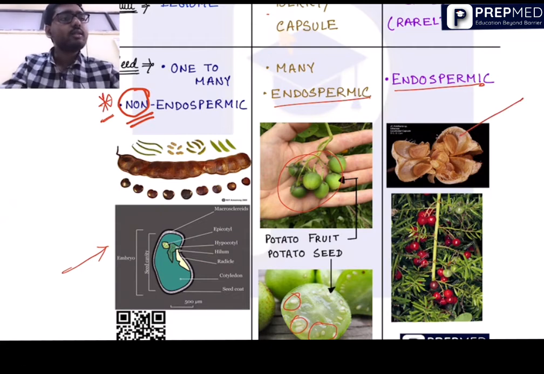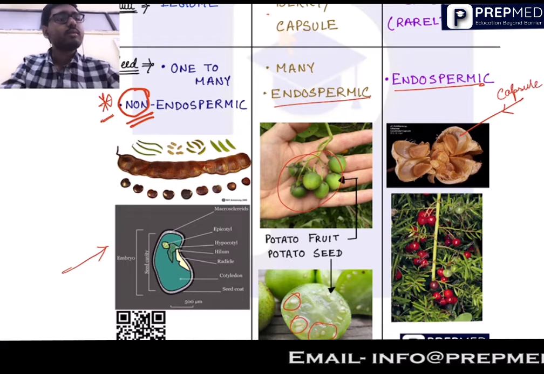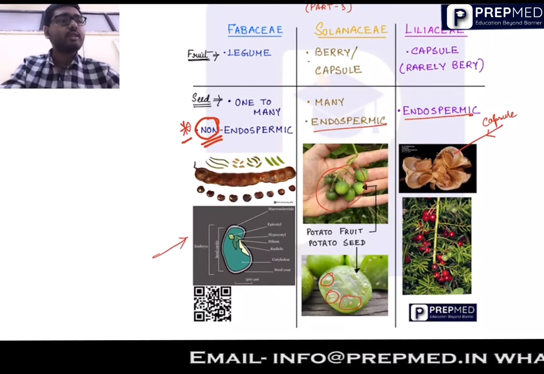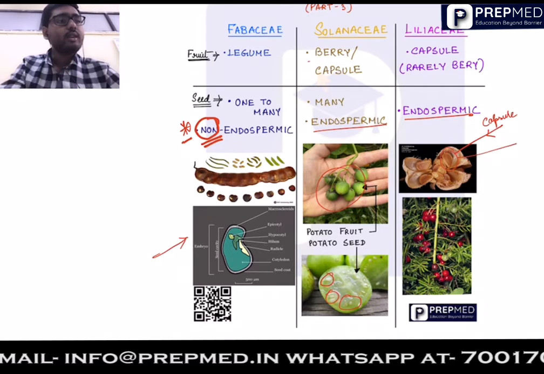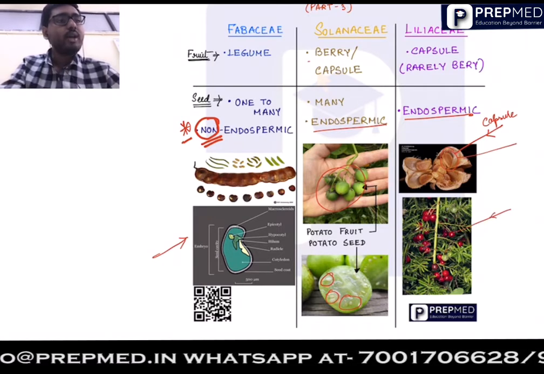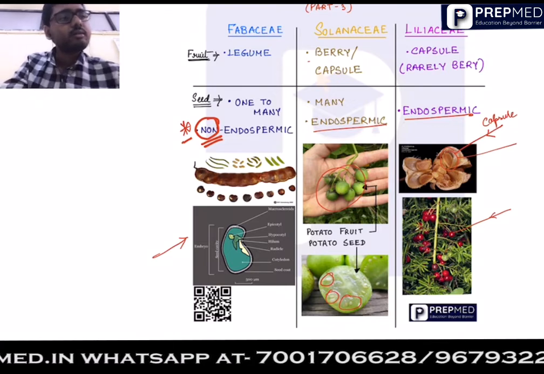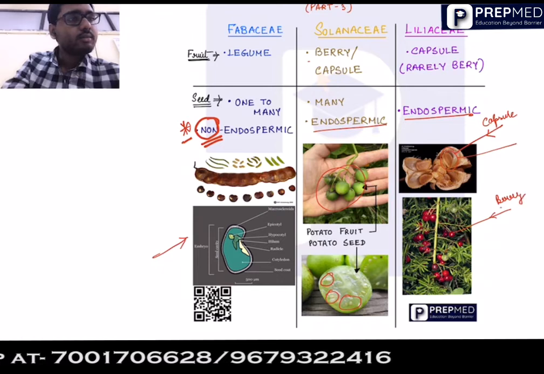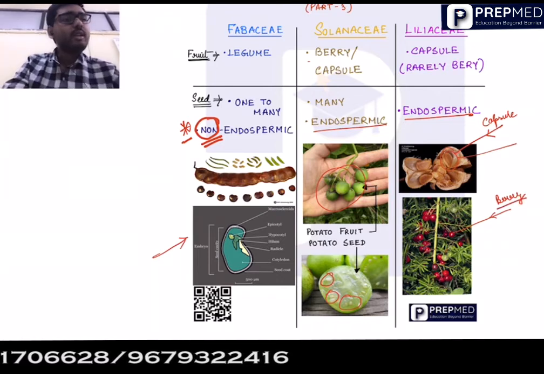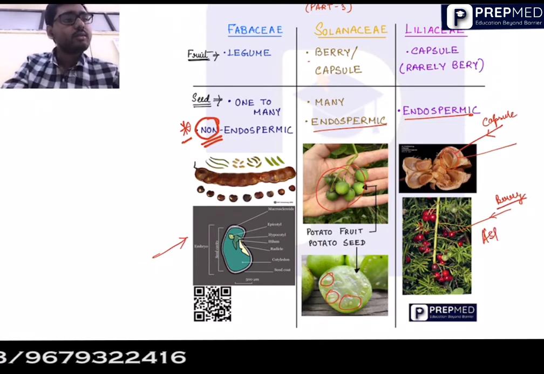Here, it's a capsule because they are mainly capsules, and here are the seeds. Here the red one, it's a berry, isn't it? And the plant name is asparagus. We'll be reading about asparagus a few minutes from now.